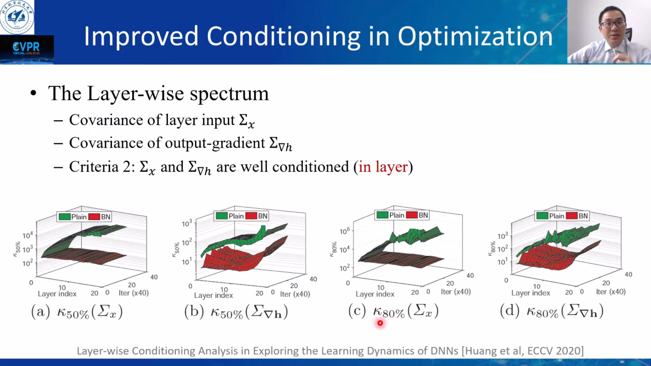As discussed in the introduction and motivation of the first part, one way to improve the conditioning of the optimization problem is to satisfy criterion 2, that is, the covariance matrices of the input and the output gradient are well conditioned. Huang et al. experimentally observed that BN not only improved the conditioning of the linear input covariance matrix, but also improved the conditioning of the output gradient covariance.